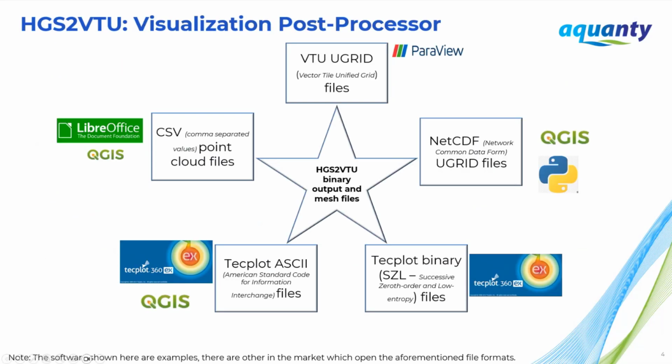So the HGS2VTU program can perform almost all the tasks of HSPlot, but better. It can be used to convert the HGS binary output files and mesh files into various formats. The first is the Visualization Toolkit unstructured grid, the VTU grid, which is the default, and it can be viewed in the free software called ParaView, which people may be familiar with.